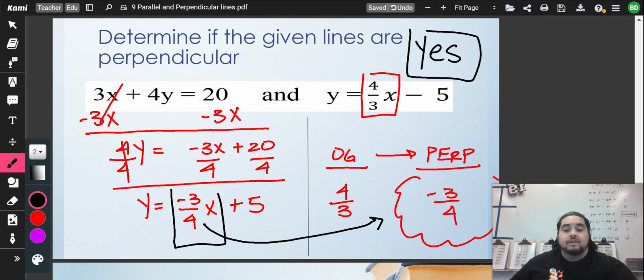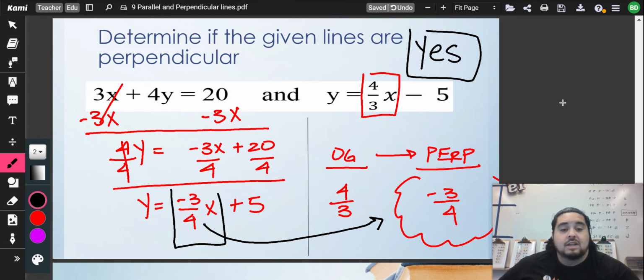So there are 2 definitions that you have to know for this lesson. Parallel means same slope. Perpendicular is negative reciprocal for the slope. As long as you remember those 2 things, then you'll be able to do problems like this, no issue.